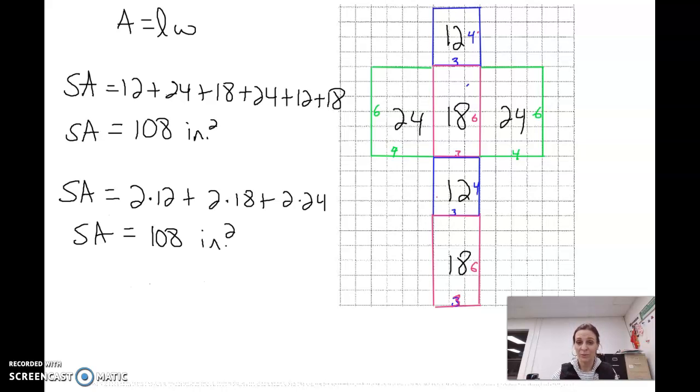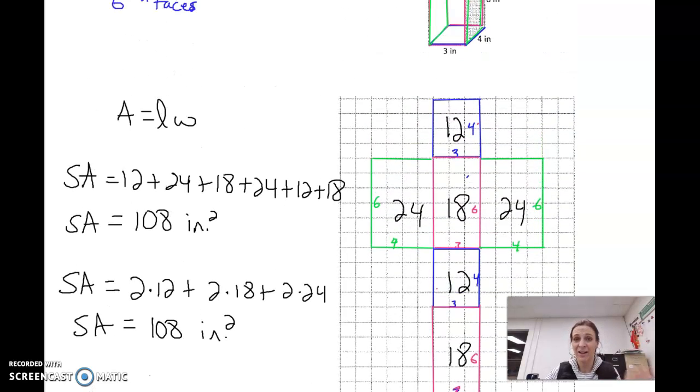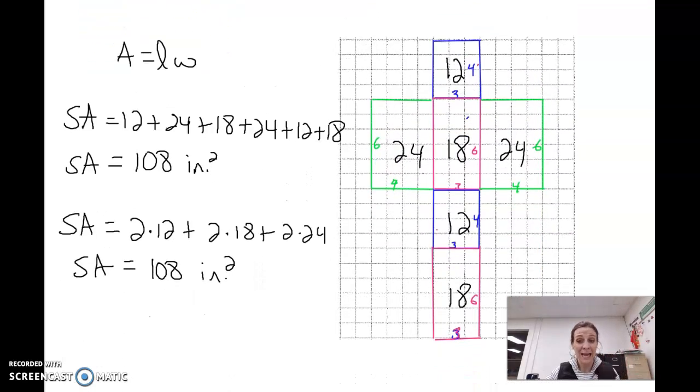Again, square inches. So you could count each of these up, right? 12, and count them all, you get to 108. All right? So this is how we find the area of a rectangular prism using a net.